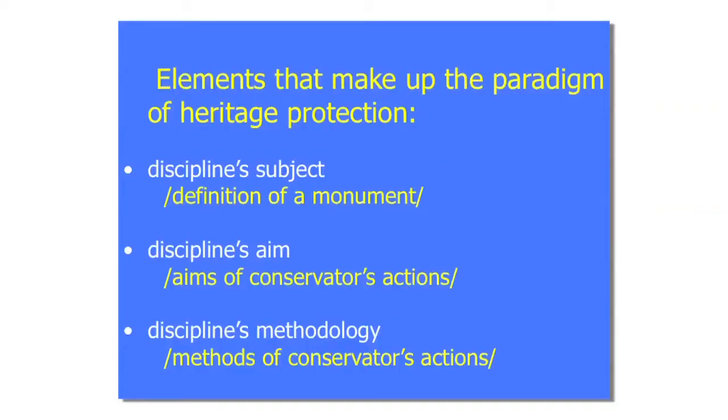To show in a very short way why this topic is so important, it seems to me that any domain of our activity, not only heritage protection, should be presented in three stages or three parts. First of all, the subject of the discipline. The second level is the discipline aim, and the third level is the methodology. In the case of heritage protection, we have to answer how we define the monument. The second question: what are the aims of our actions? It means what we would like to do with the heritage. And as a result of that, the methodology.